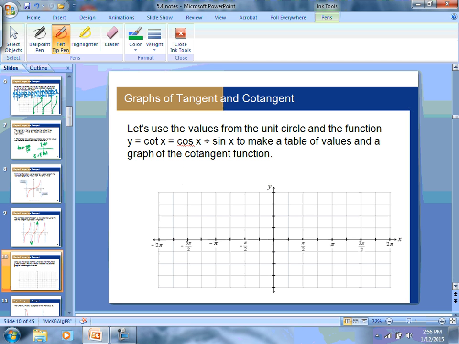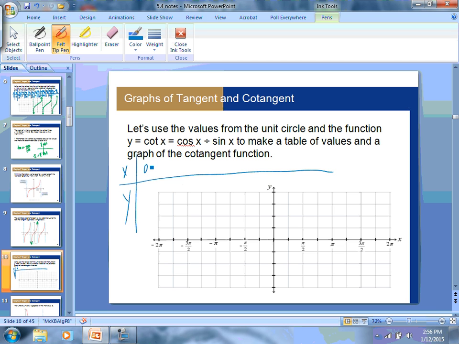Okay. So now we're going to do basically the same thing for the cotangents. Except now we're going to do cosine divided by sine. So this I'll do a little bit faster because we already get the idea for how to make our table of values. Okay. So we have x, and we have y. So we're going to start at 0.